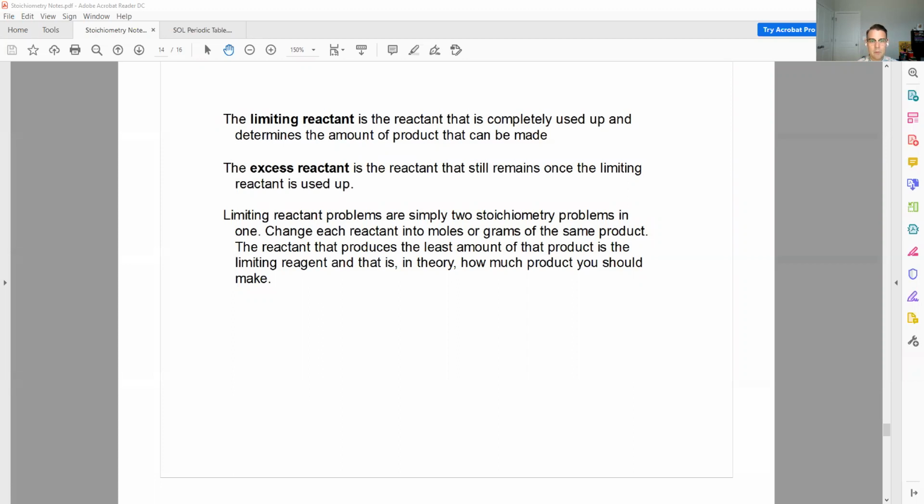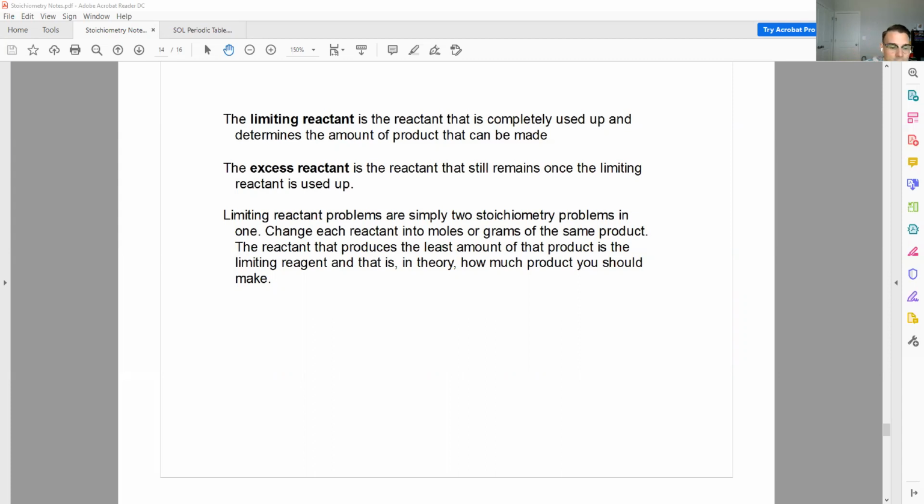So limiting reagent or reactant, I'm going to switch between the two, it's the same thing. Limiting reagent is the reagent that is completely used up and determines the amount of product that can be made. Therefore, the excess reagent is the thing that you have remaining. So it's kind of like a recipe.